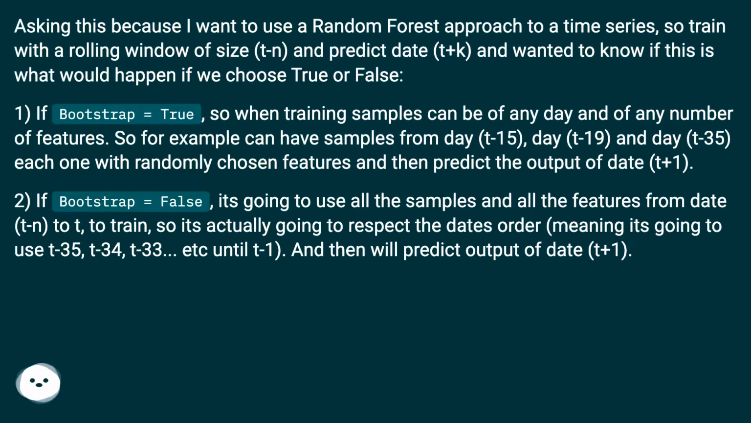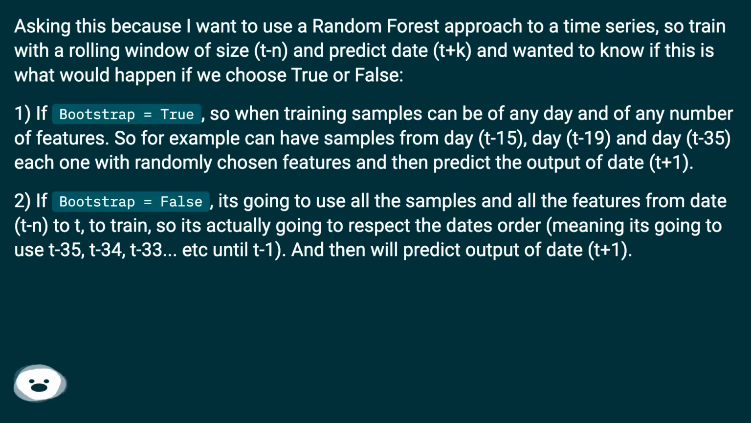Asking this because I want to use a random forest approach on a time series, so train with a rolling window of size t minus n, and predict date t plus k, and wanted to know if this is what would happen if we choose true or false. 1. If bootstrap equals true, then when training, samples can be of any day and of any number of features. So for example, it can have samples from day t15, day t19, and day t35, each one with randomly chosen features, and then predict the output of date t plus 1.